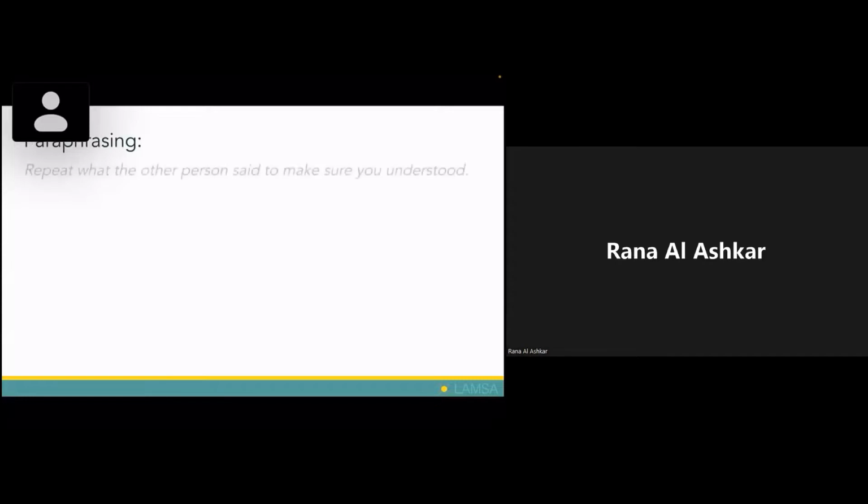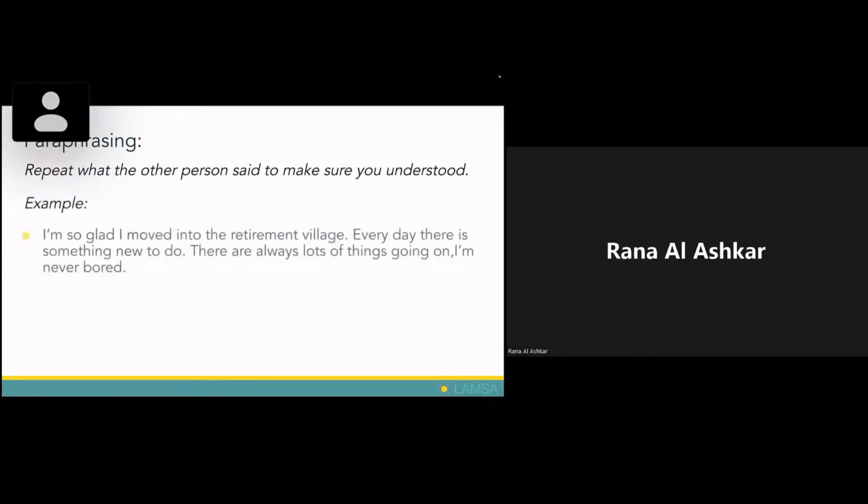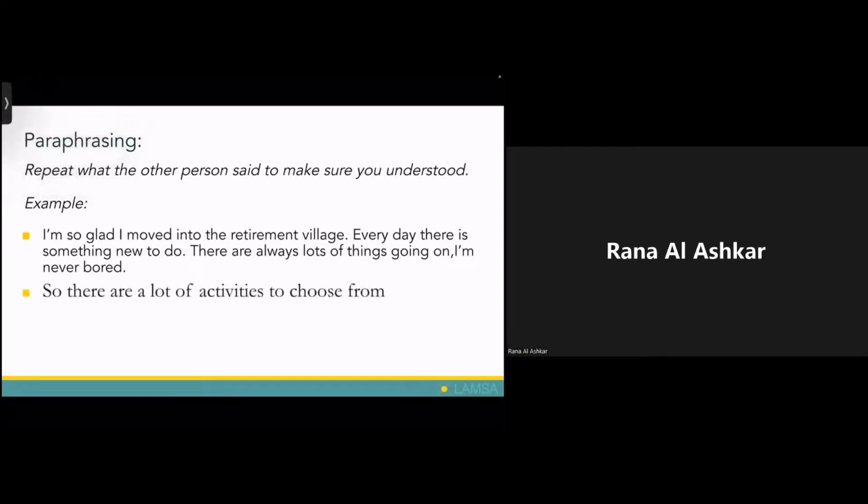Next, we have paraphrasing, which is repeating what the person said, but the way that I understood it. So just using other words. We're going to take an example. For example, someone said, I'm so glad that I moved into the retirement village. Every day there's something new to do. There are always a lot of things going on. I'm never bored. What you can say as a paraphrase is, so there are a lot of activities to choose from. So this is what he said basically, but in different words.